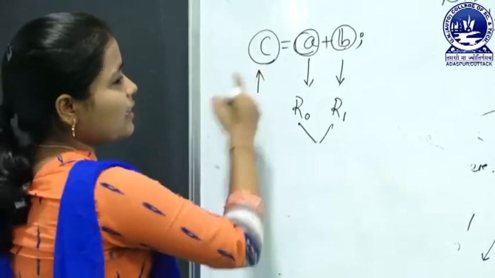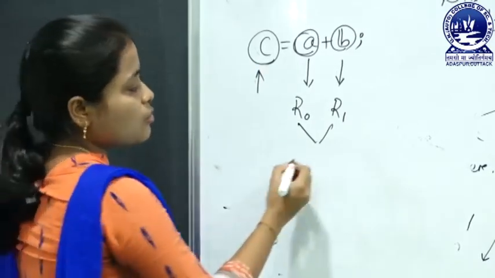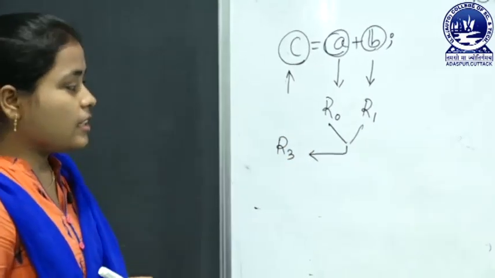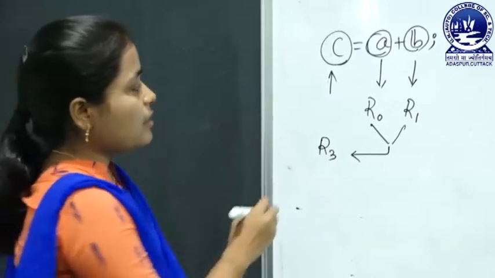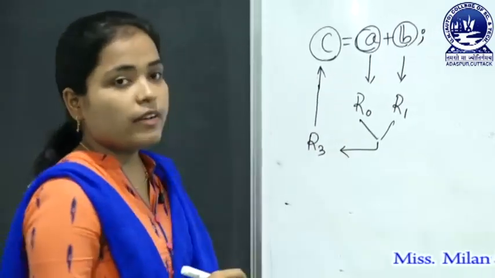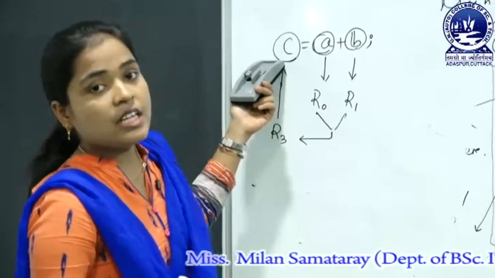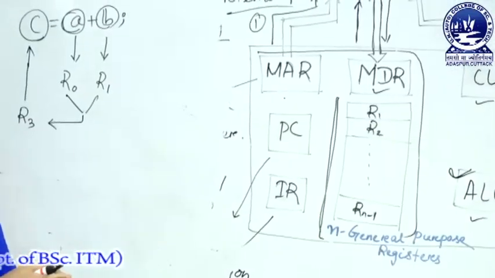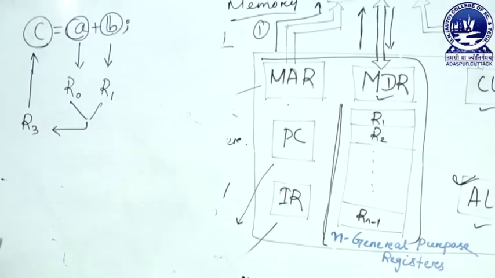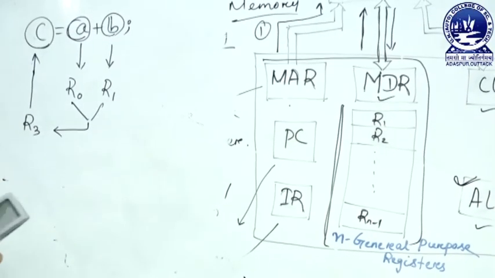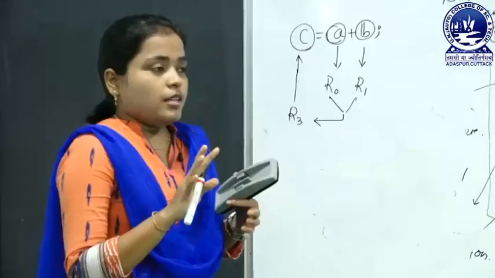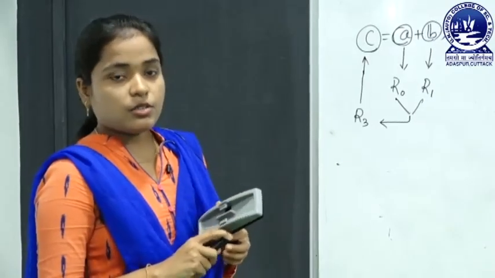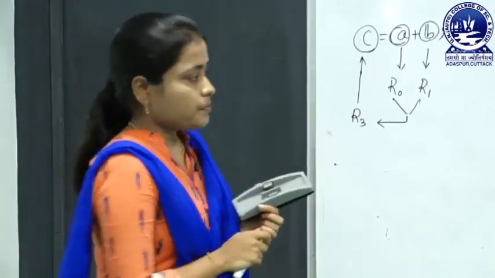After the addition operation is completed, the result will be stored in C. But we cannot directly store the result in C. So, we first transfer it to another register, let us say R3. Then from R3 we transfer it to the variable C, which will display on our screen or output device. So, these are the uses of general purpose registers, and the number of general purpose registers depends on the specialization of the processor. Some processors contain 16-bit registers, some contain 32-bit. So, it depends on the processor.